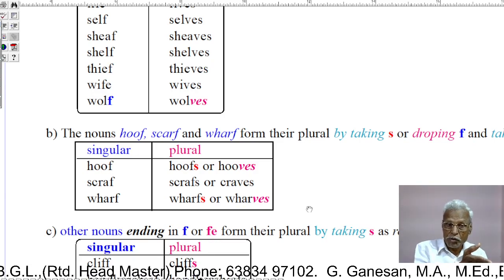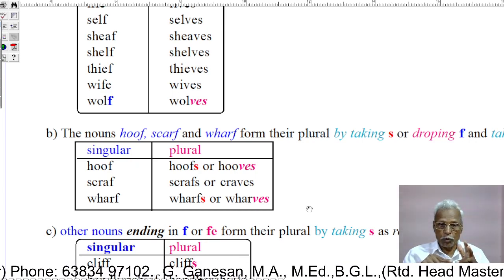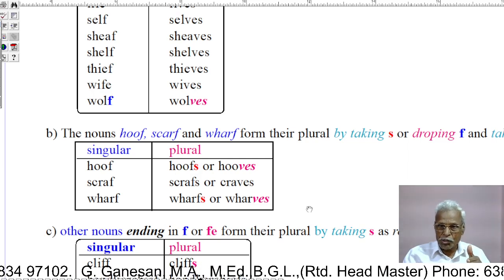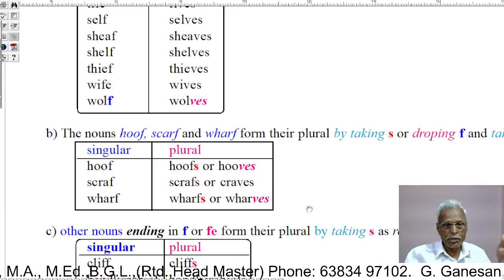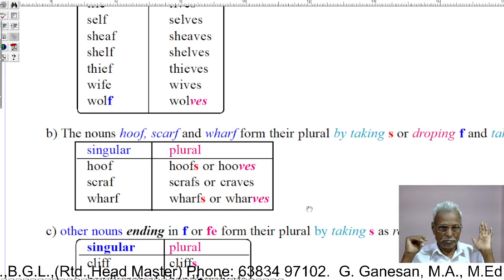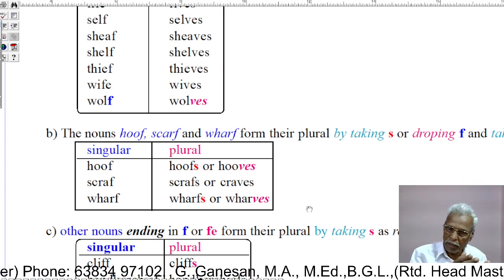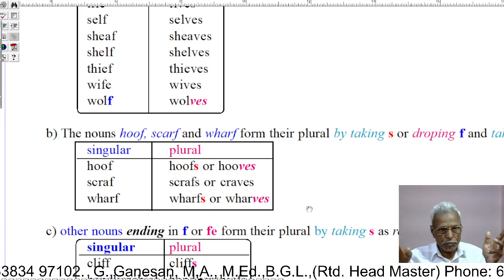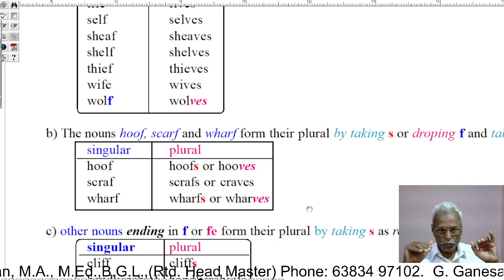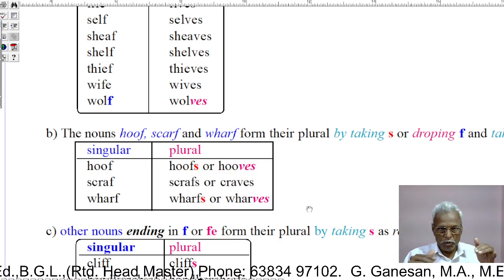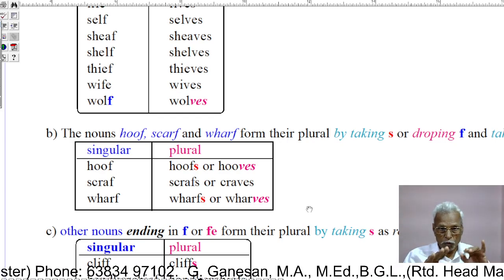And as a subdivision B in rule 1, the nouns hoof, scarf and wharf form their plurals by simply taking S, or by dropping the last letter F and taking VES. In either way, we can use the plural of hoof, scarf and wharf. We can either add S to form their plural or drop the F and add VES. Example: hoofs or hooves, scarfs or scarves, wharfs or wharves.